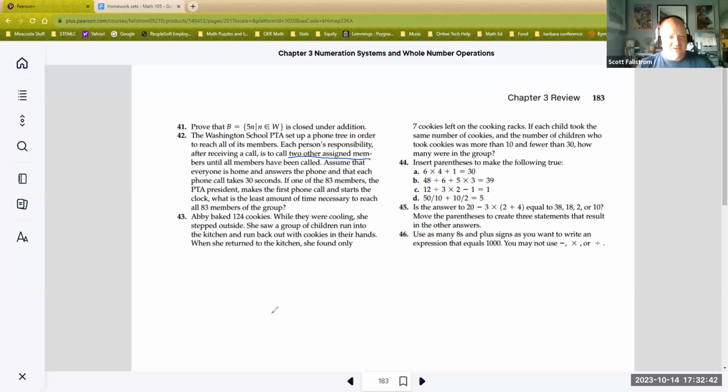So we start with one person who makes a call, right? And that takes 30 seconds. Now that person has to call somebody else. Each person's responsibility after receiving calls is to call 2 other assigned members until all members have been called. But each call takes 30 seconds. So now after the end of this, they have called one person, so now 2 people know. Now each one of those people has to call more people, right?